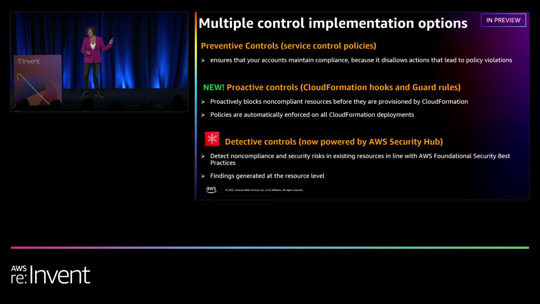We have the preventive controls. These are actually service control policies under the hood. So if you use organization SCPs, so do we. We have the new proactive controls, which is a CloudFormation hook backed by a CloudFormation Guard policy. And then we have all of our detective controls now powered by AWS Security Hub.